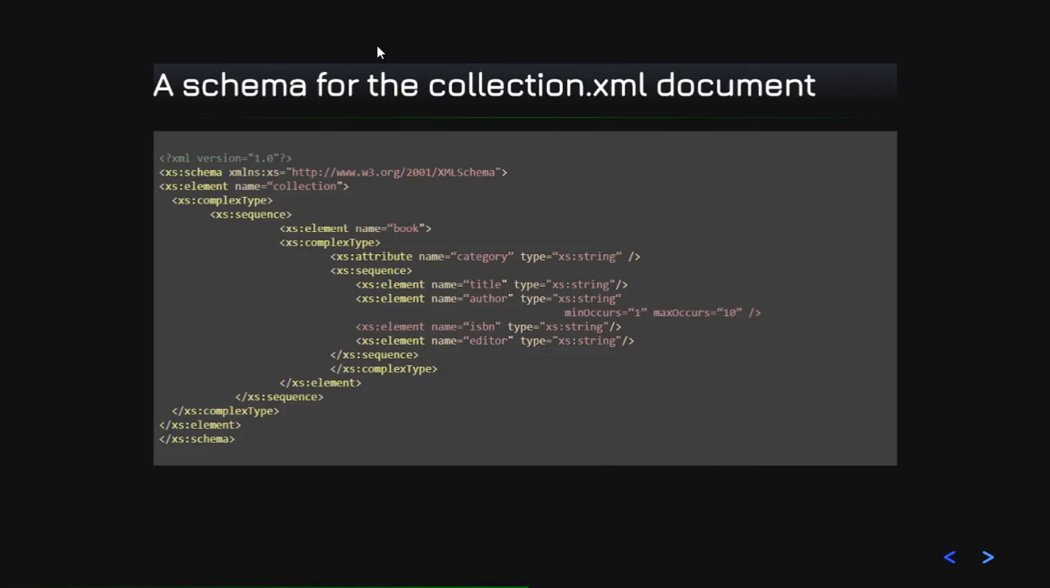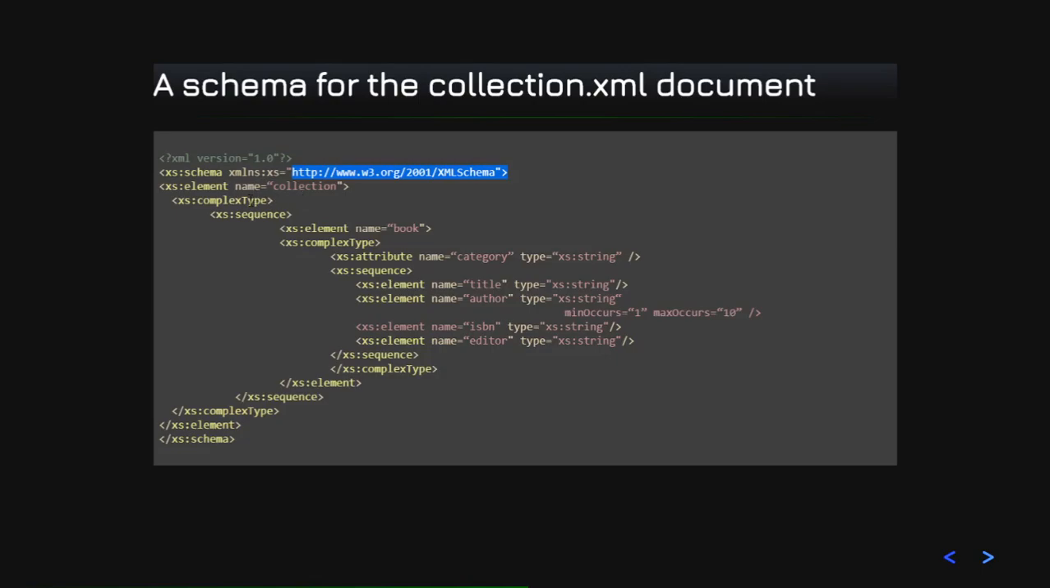Okay, and this schema is quite straightforward now. So this XML schema is also an XML document because of the first line. This one defines the default namespace of the schema. I'll tell you in a minute about namespaces. This one defines an element with the name collection, and this collection is a complex type.